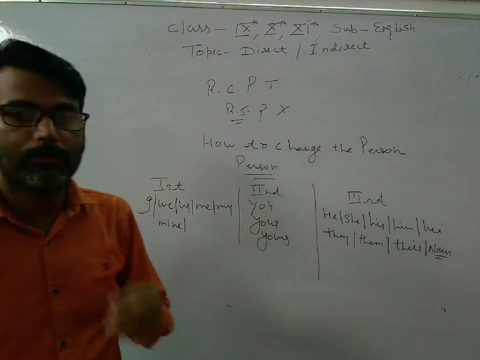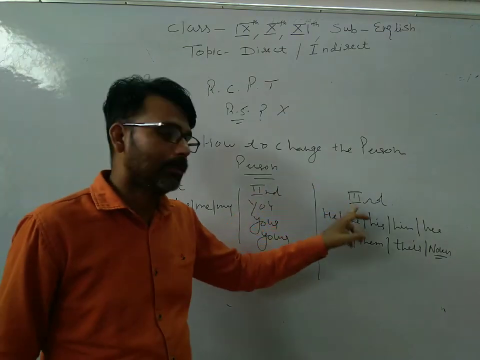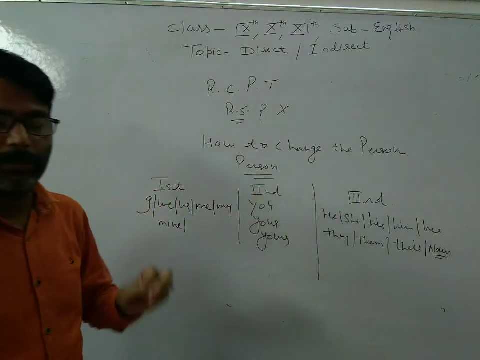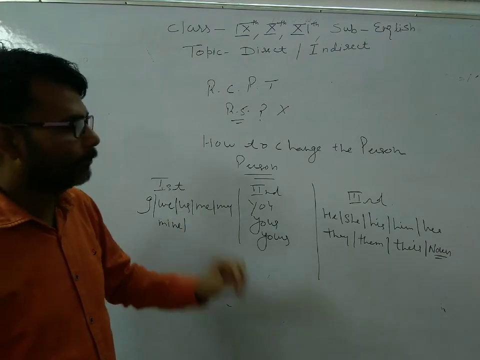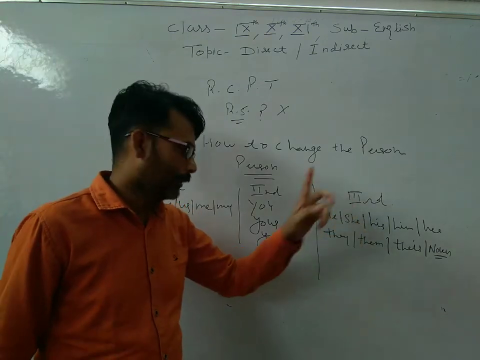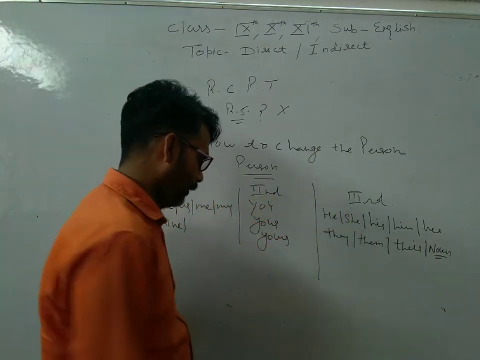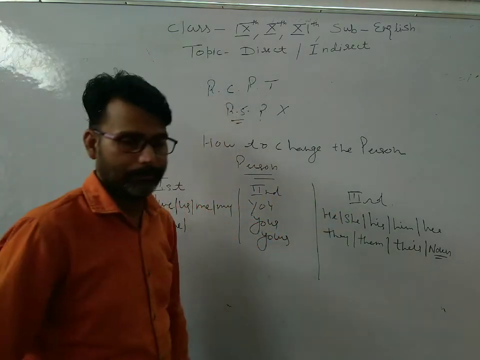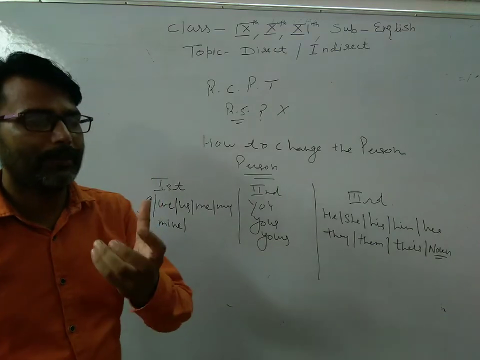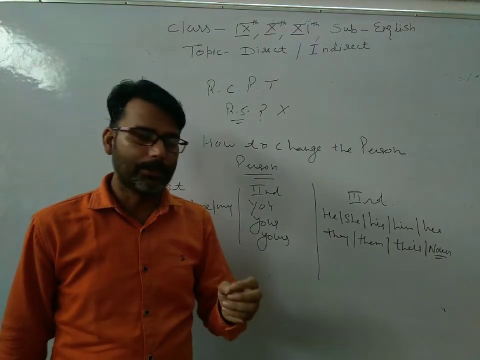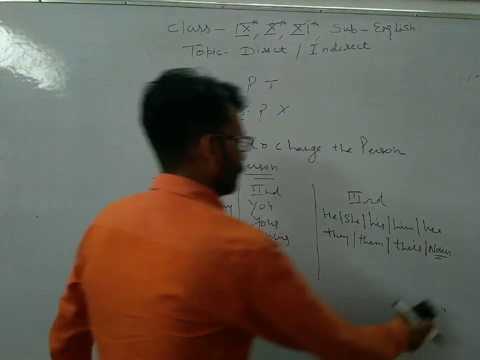Students, nouns also come in the third person: the name of a person, the name of a thing, and the name of a place come in the third person. So first person, second person, third person. Then we have a rule, a formula, to change the person in the reported speech.